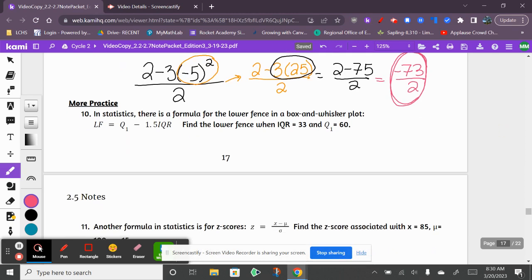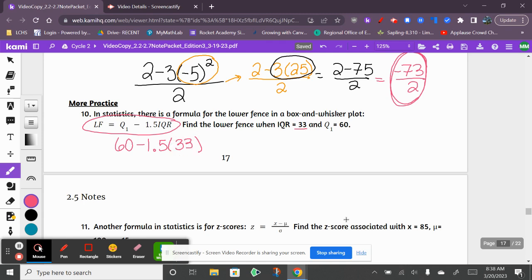For number 10, in statistics, there is a formula for the lower fence in a box and whisker plot. For the sake of this problem, you don't really need to know the context of it. You just need to look at the formula. So we want to solve for the lower fence, and we know IQR is equal to 33 and Q1 is equal to 60. So right where we have Q1, we'll put 60, and this will be minus 1.5, and because it's times IQR, I'm going to put the IQR in parentheses, which was 33.